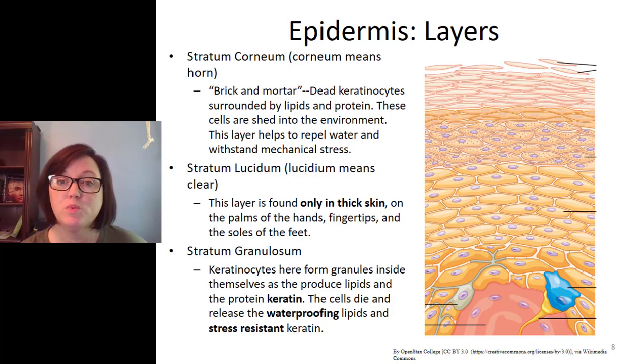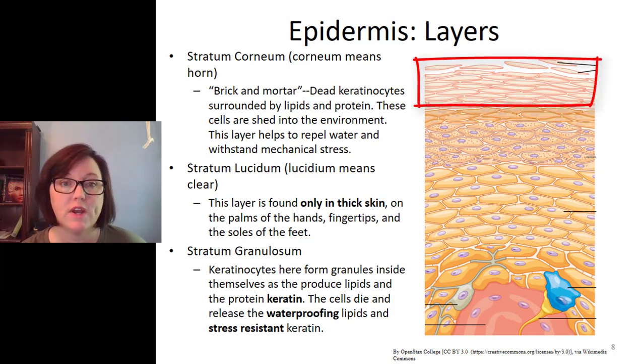So we'll start with the most superficial layer, which is the stratum corneum. Corneum means horn in Latin, and the name comes from the fact that this layer is very tough, like the horn of an animal. A lot of people describe the stratum corneum as having a structure of brick and mortar. So basically this is telling you this was a pretty tough layer, right?